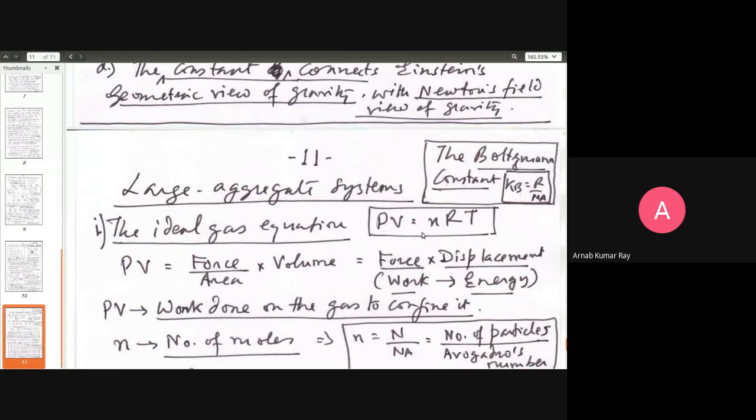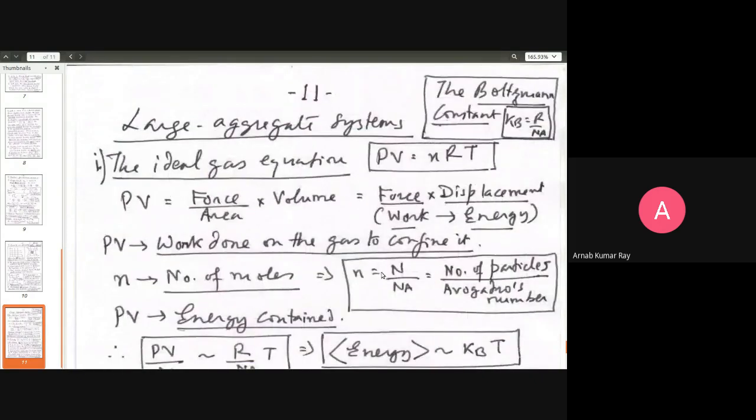Now we are looking at not a single particle, but a large aggregate system. How large? Very large, something of the order of Avogadro's number. What is Avogadro's number? 6 into 10 raised to 23 molecules or particles per mole. What is a mole? There are two different ways of looking at a mole. The chemist's way of looking at a mole is molecular weight expressed in gram. This is something that we learn at school already.